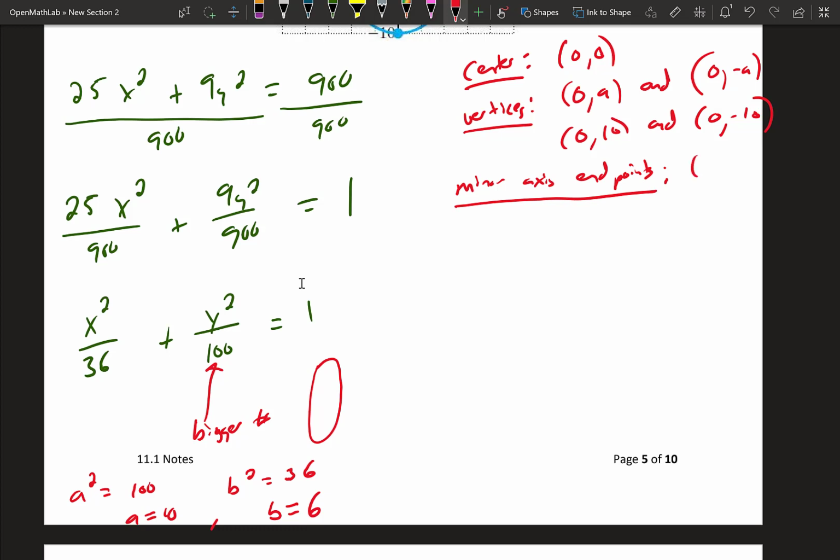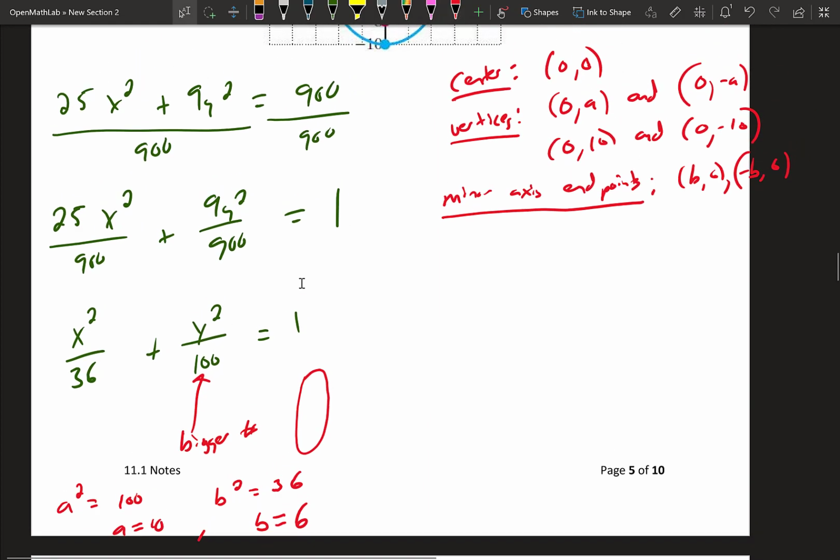So that would be at the points b, 0 and negative b, 0. So b was 6, so this would be at the point 6, 0, and negative 6, 0. Right, so the next thing we're asked to find are the foci. So that's at 0, c and 0, negative c.